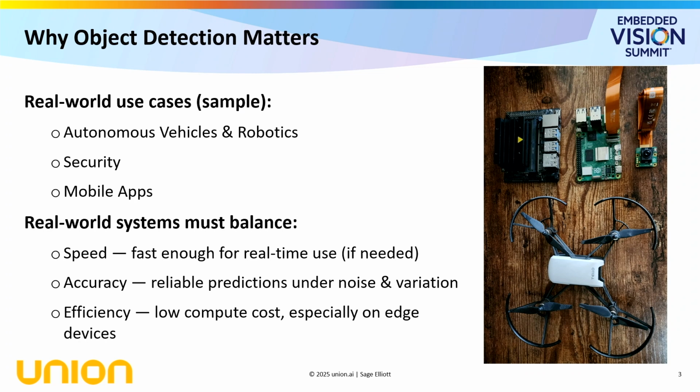When you're putting these out into the real world, you often have to think about a balance around speed, accuracy, and efficiency on low-cost devices. With speed, is this fast enough for the use case that you need? If you're doing a self-driving car and someone runs in front of your car, that has to be really, really fast to put on brakes. But you also need accuracy there, so you need really reliable predictions.